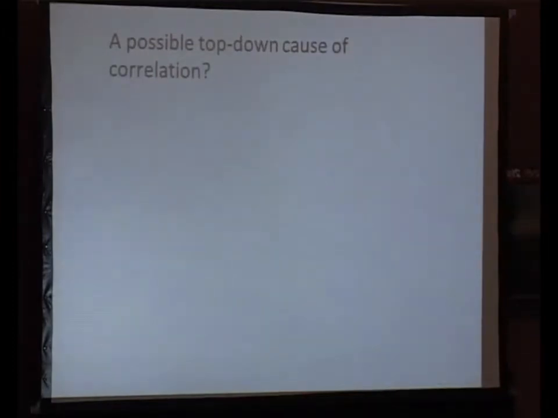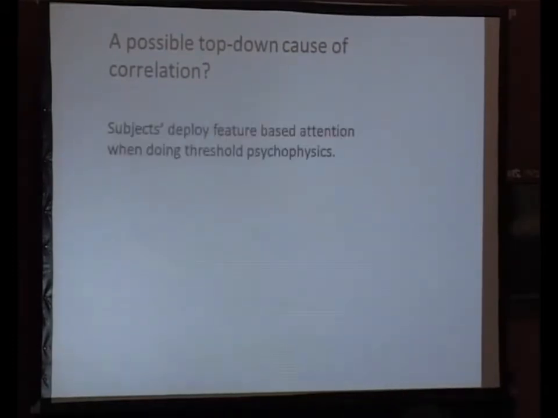And before doing that, it's worth getting specific about a possible top-down source. I'm not strongly wedded to this view. It's just an easy way for me to think about it because it's concrete. And the way I think about it is subjects deploy feature-based attention when they're doing threshold psychophysics. You look at a noisy stimulus, you inquire whether that's up or down, and when you do that, you actually engage feature-based attention to upness or downness.